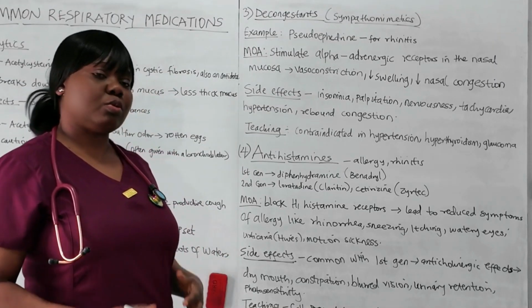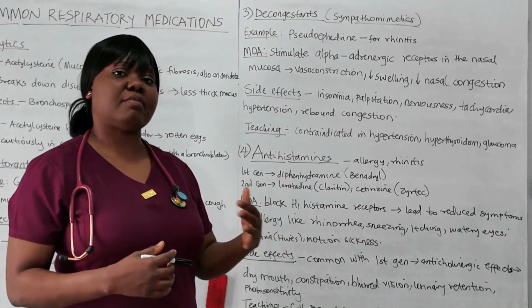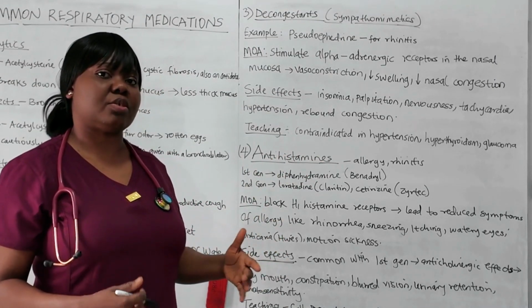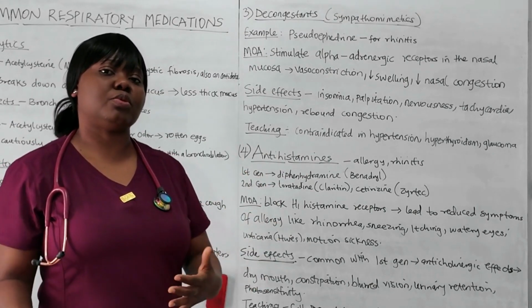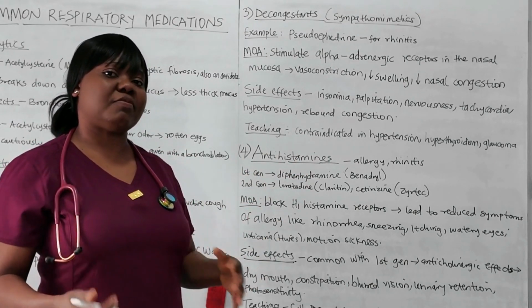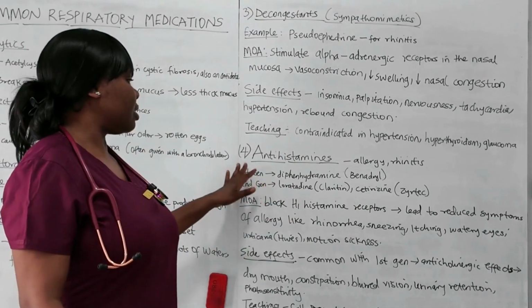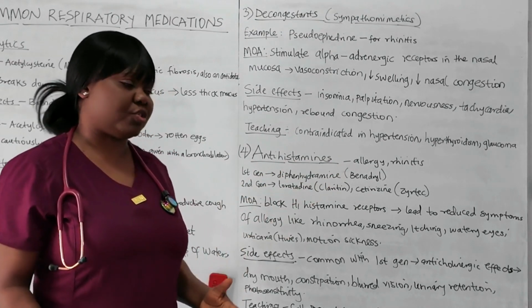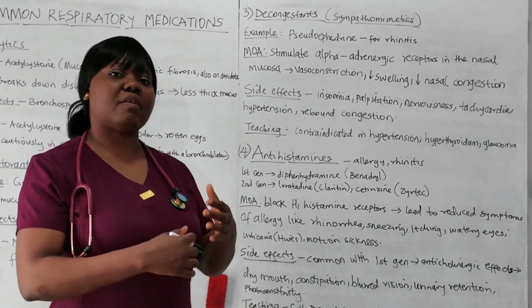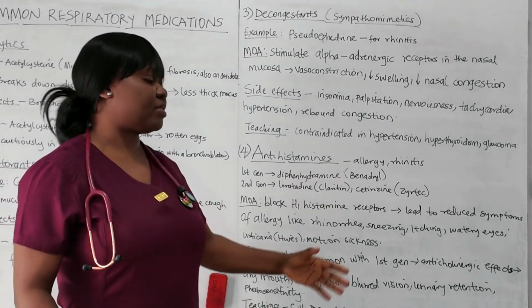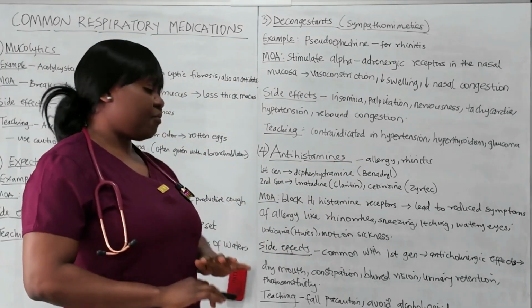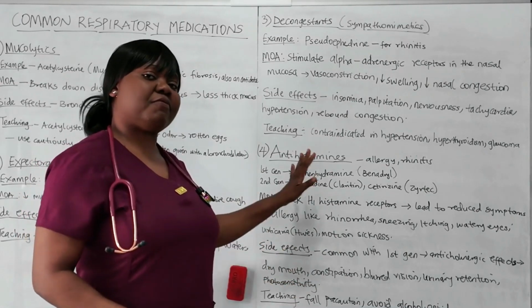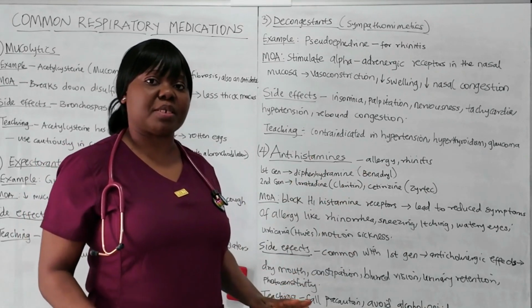Now, another thing you need to know about antihistamines is that they have first generation and second generation. The second generation was produced because of too many side effects that come with the first generation. An example of medication in the first generation is diphenhydramine, our popular Benadryl. And for second generation, we have loratadine, that's Claritin, and we have cetirizine, which is Zyrtec. Now, for the side effects, they are so common with the first generation antihistamines.